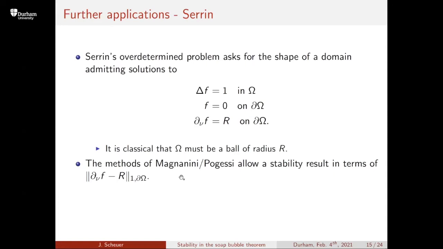It's the same methods. You can get an integral identity that relates the Cauchy-Schwarz deficit to this L1 deficit. But again, they need their harmonic function Q, or their model function Q, in order to get their estimates. And one application of my theorem is that you can relax Serrin's problem and still get a stability result. Namely, we have the following.